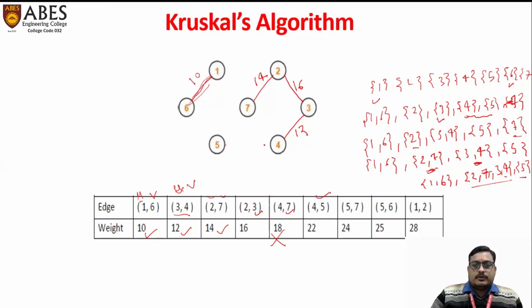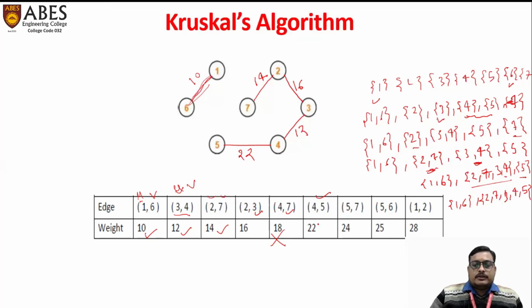So there is no issue. We'll connect 4 and 5 with the cost of 22. And now we'll take the union of this. So in our first set we have 1 and 6, and this will have 2 and 7, and 3, 4, and 5.